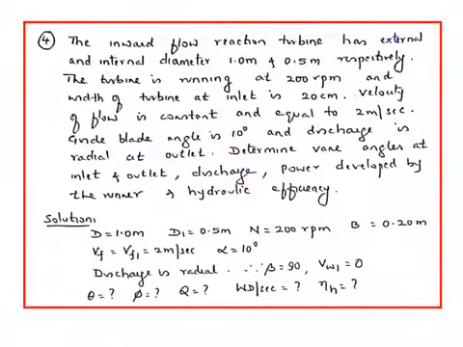Coming to the next problem, the inward reaction flow turbine has an internal diameter of 1 meter. So D is 1 meter, D1 is 0.5. The turbine is running at 200 rpm, so N is 200 rpm. The width of the turbine at inlet, B, is 0.2 meters. Velocity of flow is constant, so Vf1 equals Vf equals 2 meter per second, and the guide blade angle alpha is 10 degrees. Discharge is only radial at outlet, so Vw1 is 0, so beta is 90 degrees. Then you have to find vane angles, that is theta and phi, the discharge, power developed, work done per second, and hydraulic efficiency.